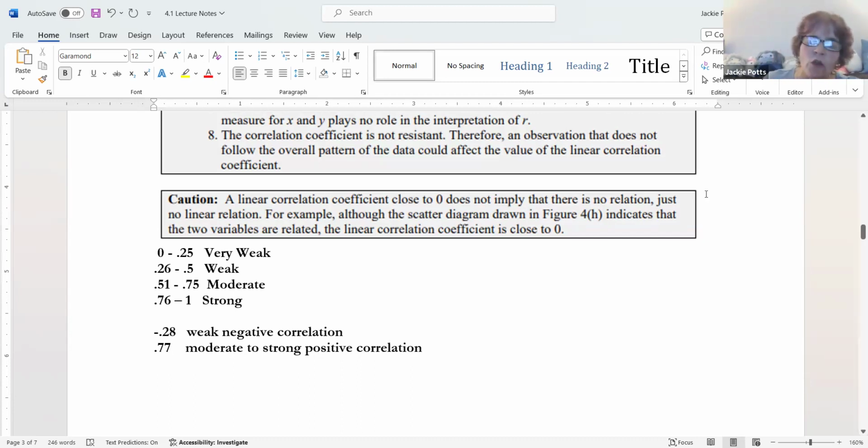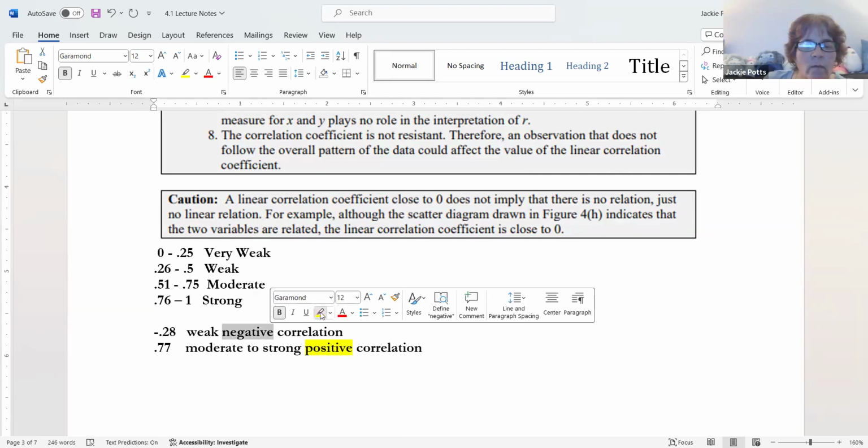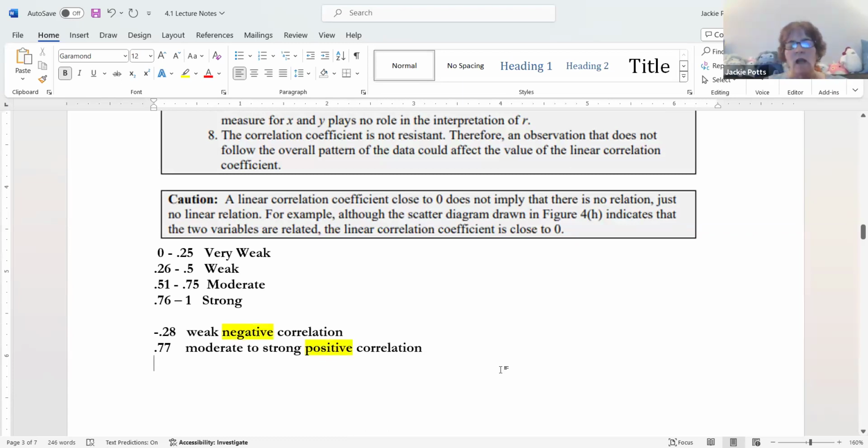But it's more like this chart is more of a guideline. And the sign on the R is how we put whether it's negative or positive, period. And then we just look at the absolute value of it. All right. The key is the absolute value.